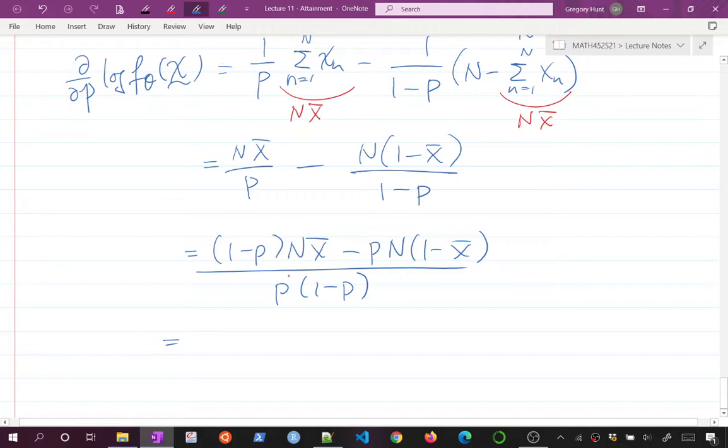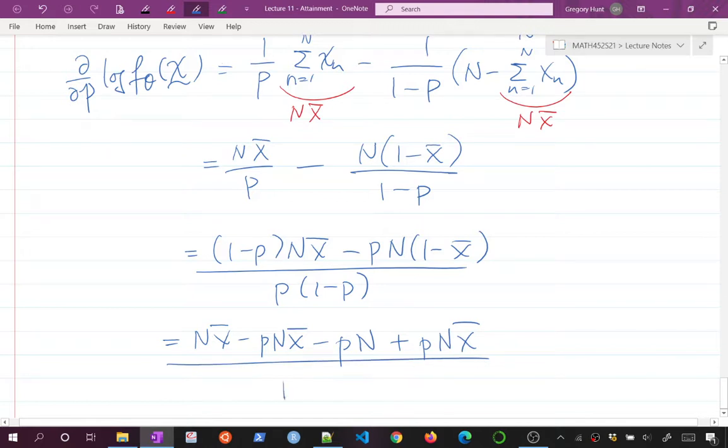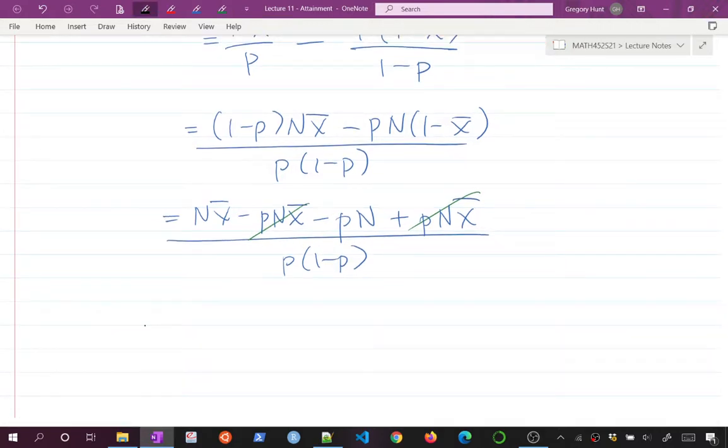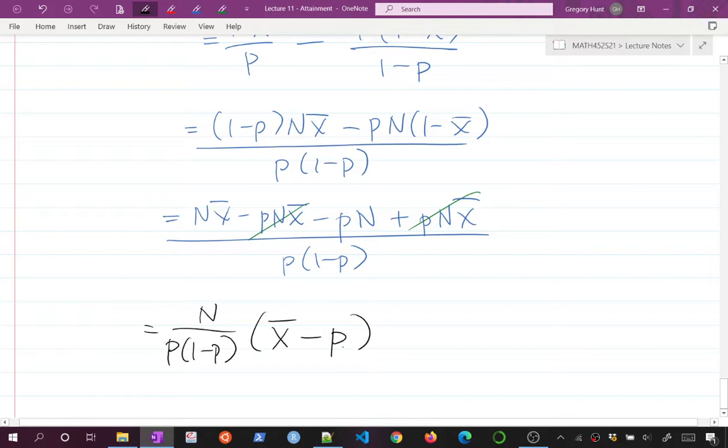And just a bunch of algebra here, nothing too bad. n x bar minus p n x bar minus p n plus p n x bar, all over p times 1 minus p. Whew. Okay. Once we get to that, now we get some cancellations. And so altogether, we'll have an n x bar and a p n x bar, or a p n upfront. I can factor out that n. And I'm going to write this in this fashion. Believe me, that is equivalent.